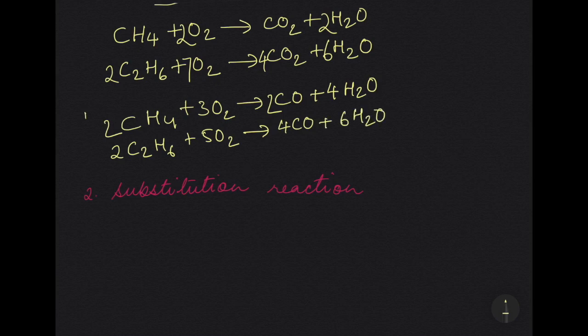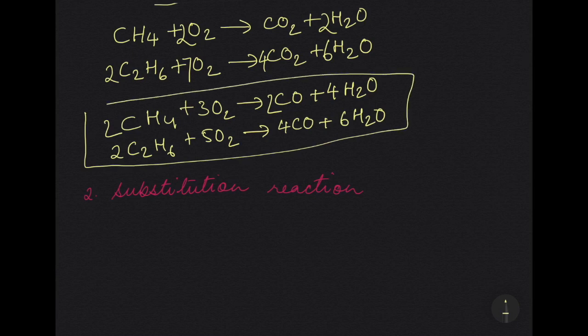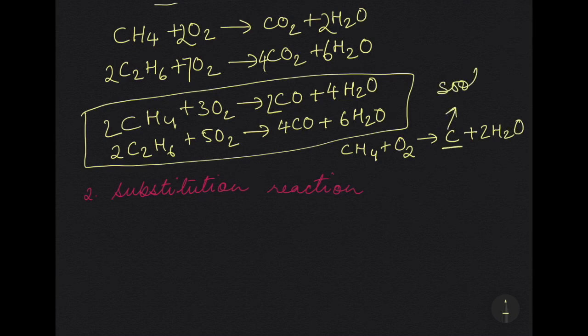Now this reaction takes place if there is less air, insufficient supply of air, and if there is very less oxygen, lesser than this, what will happen? Instead of carbon monoxide or carbon dioxide, carbon will be formed, carbon particles. Okay, and 2 molecules of water. This carbon is known as soot. Okay, soot is used in the manufacture of printing inks and tires.